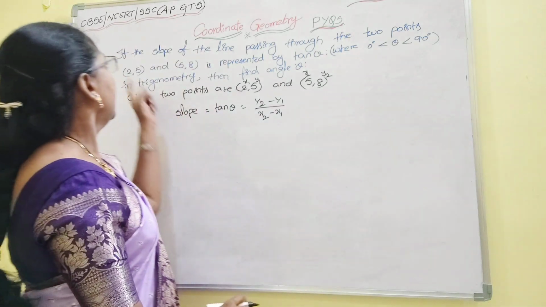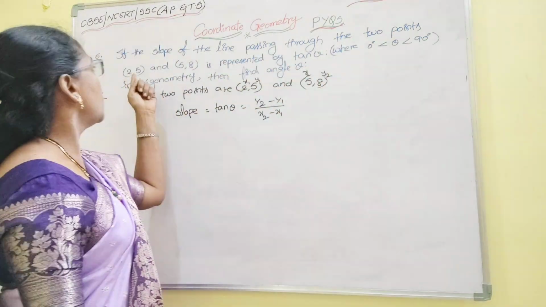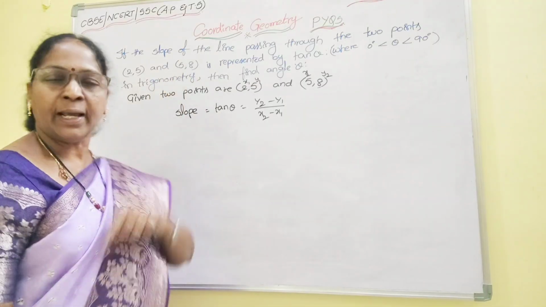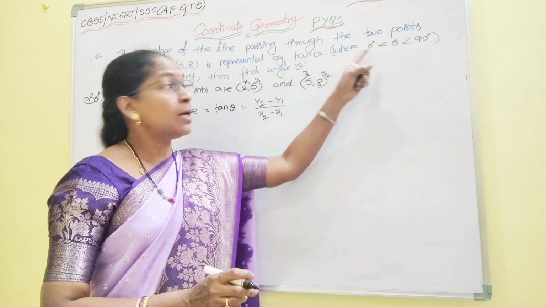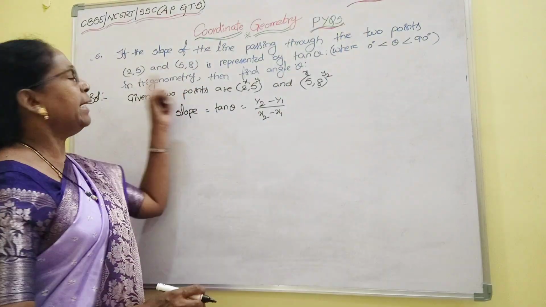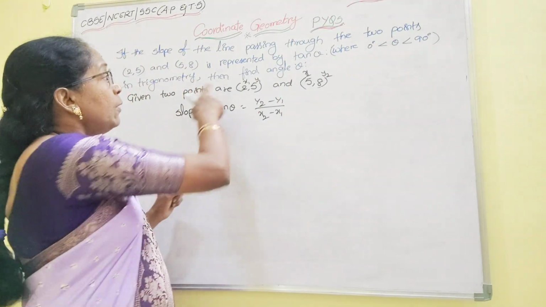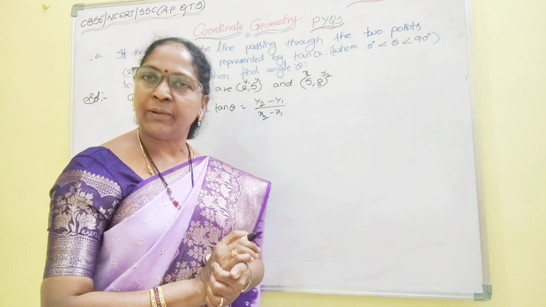Question: If the slope of the line passing through the 2 points, (2, 5) and (5, 8), is represented by tan theta, where theta is always greater than 0 degrees and less than 90 degrees in trigonometry, then find the angle theta. That means the value of theta equals how much?